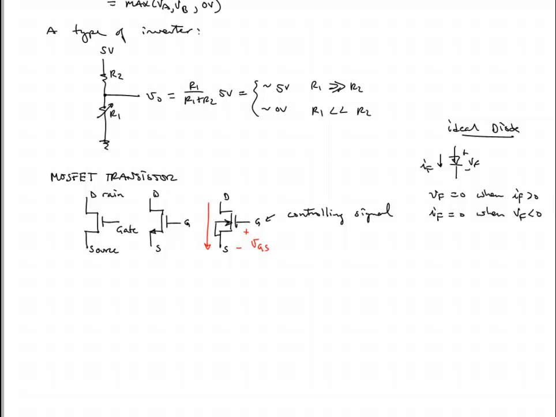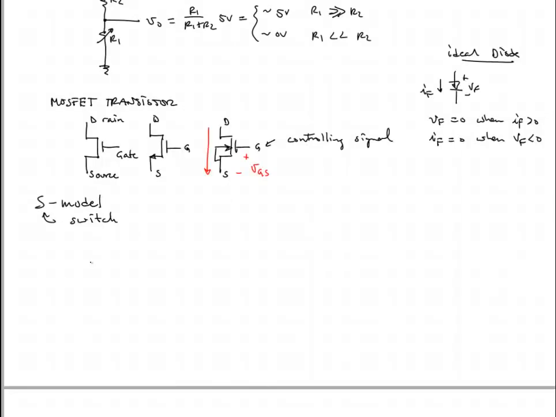In this lecture we're going to limit ourselves to this ideal MOSFET model called the S model. The S model is what the textbook uses. S is for switch. This is similar to the ideal diode: when the diode was on, the switch was closed, and when the diode was off, the switch was open. So here is our model.